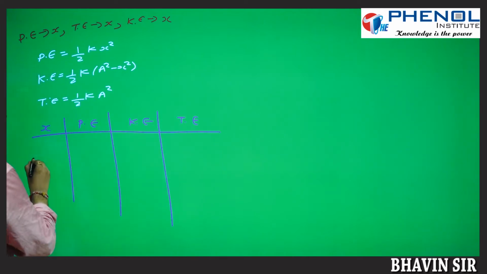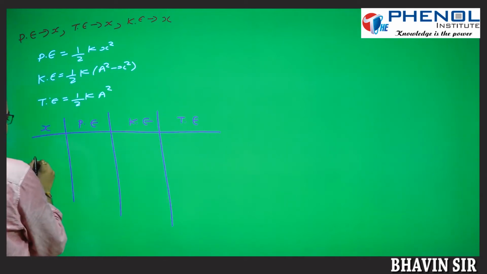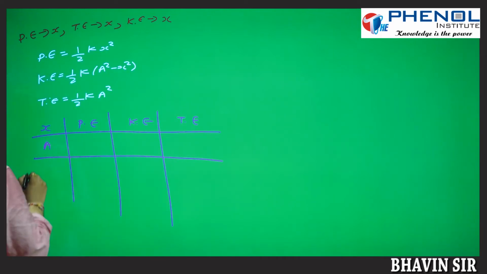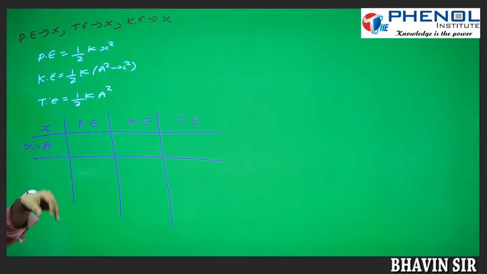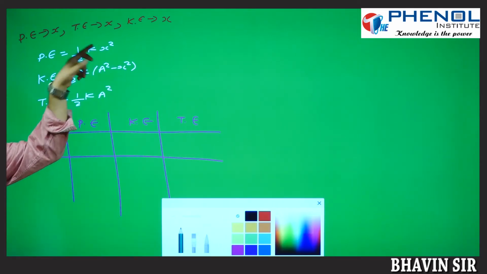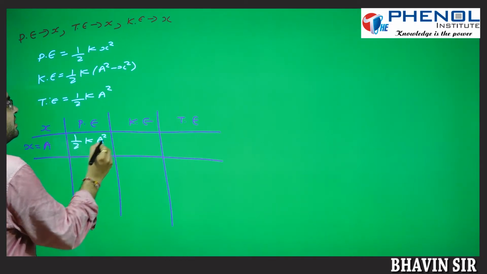Chalo, first we consider, students, the value of displacement x equals a. What is the amplitude? Displacement is equal to amplitude, maximum displacement. So when x equals a, what is the potential energy? Potential energy is half kx square, so when x equals a, the potential energy is half k a square.